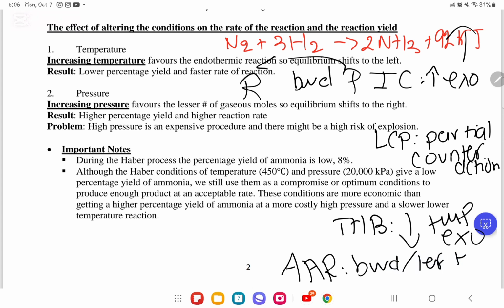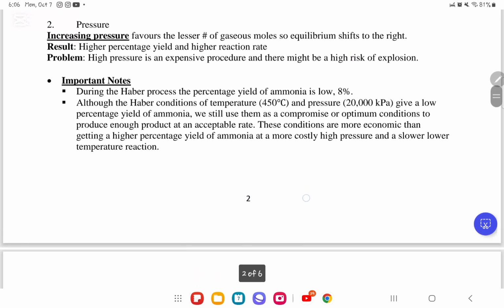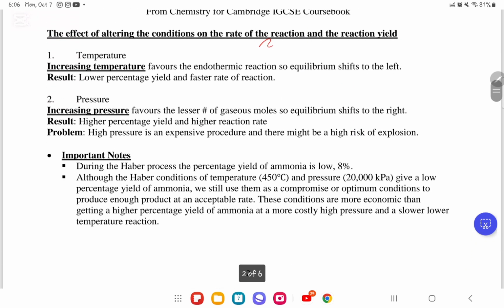So if we read, increasing the temperature will favor the endothermic reaction, meaning it will give heat to the reactants, so equilibrium will shift to the left. As a result, what happens? There is a lower percentage yield of our products, and the reaction rate will be faster. Why? Because we are giving more heat to our reactants, and if we increase the temperature, then definitely the reaction rate is faster.